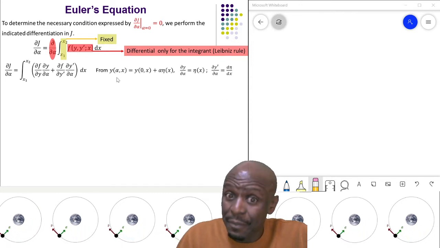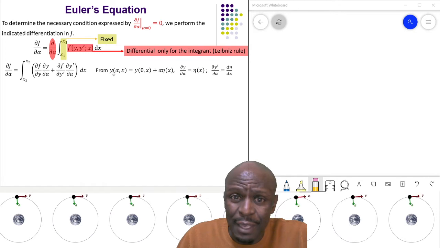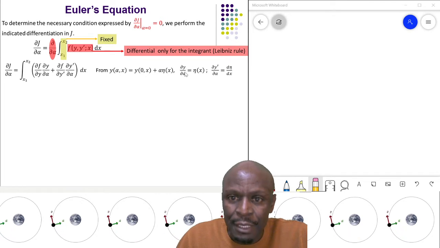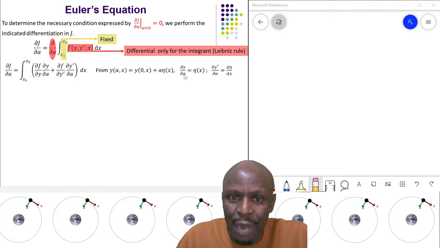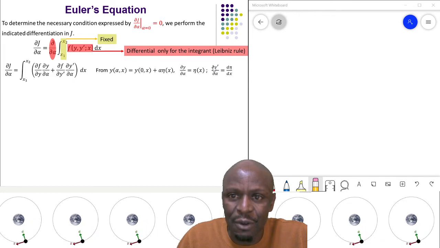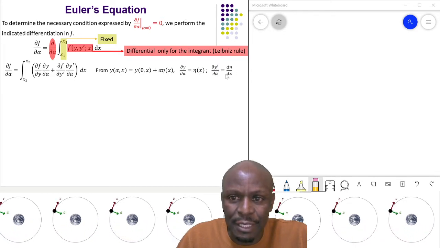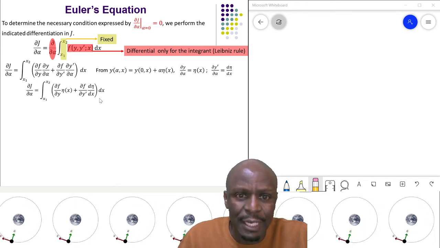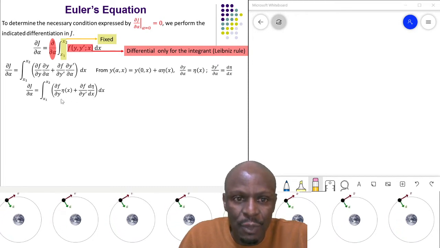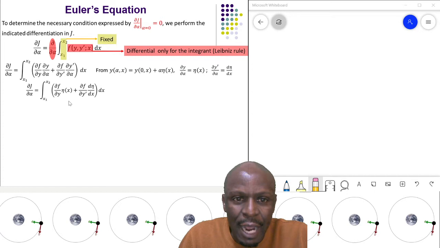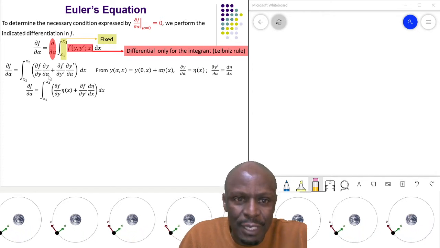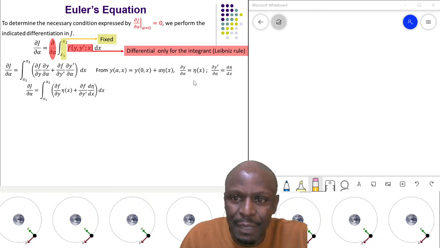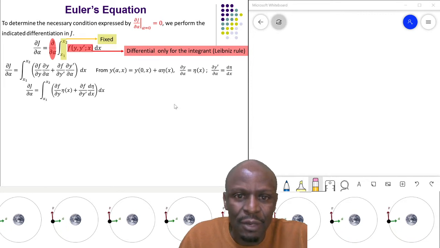Now from the definition of the variation equation, which is this one, you can determine the differentiation of y with respect to alpha, which is nothing else but this, and the differentiation of y prime with respect to alpha, which is this. You take this and plug it into this equation, and when you do that, this is what you are going to have. This is the equation that you are going to have, right? Because dy over d alpha, for example, is this, and this other one here is equal to this.